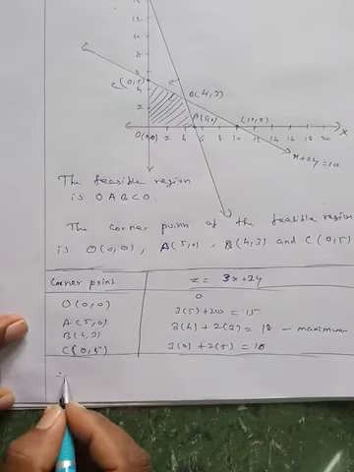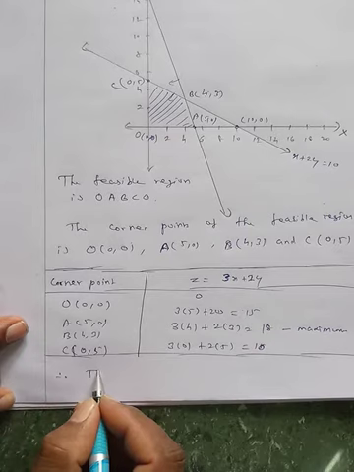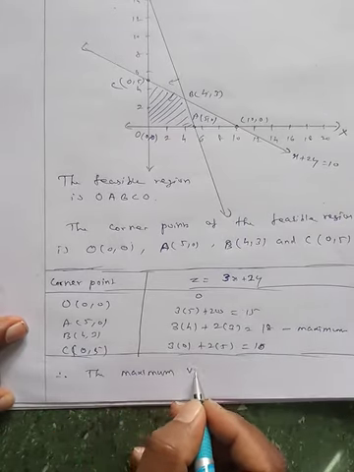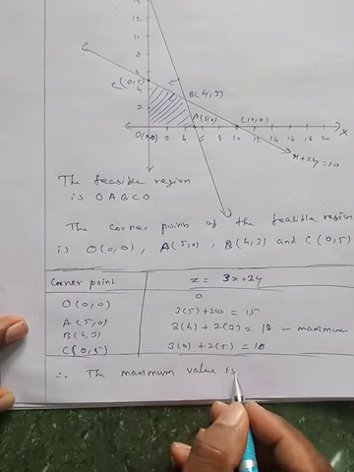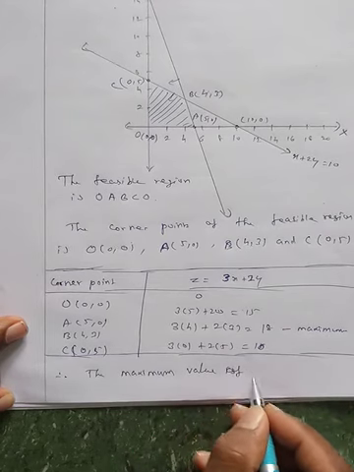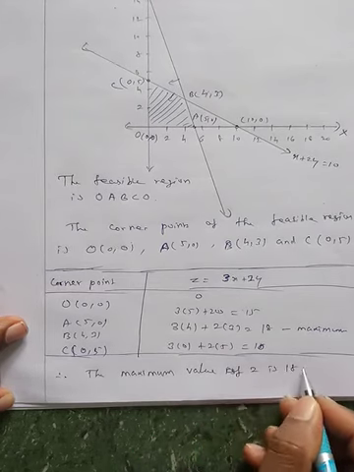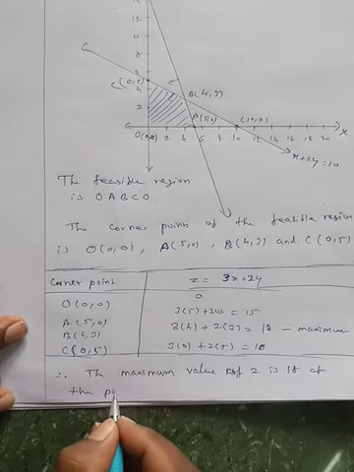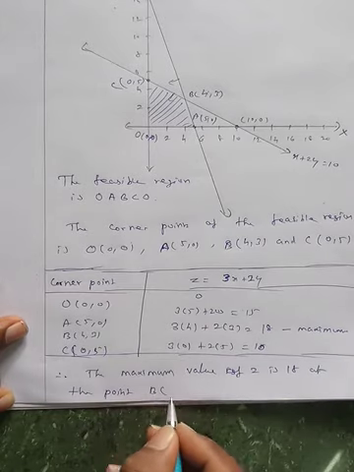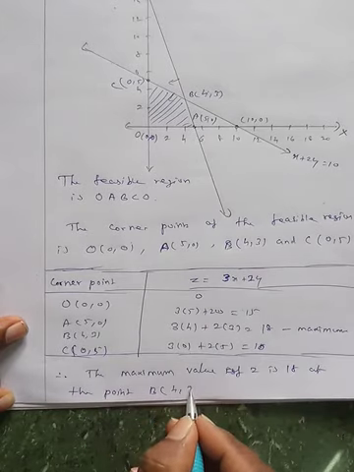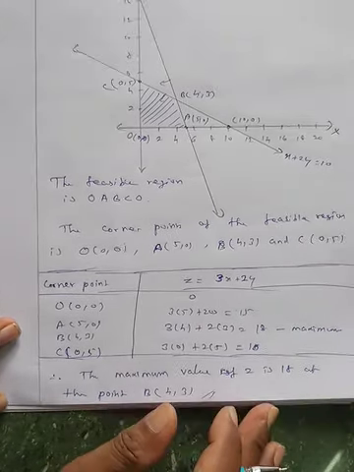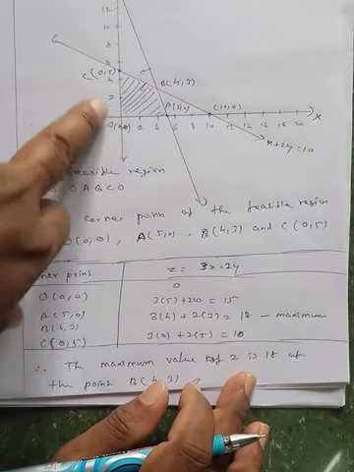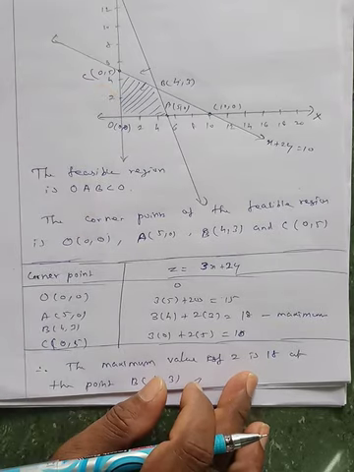Therefore the maximum value of z is 18 at the point B (4, 3). This is a bounded solution. We are having a closed convex polygon.